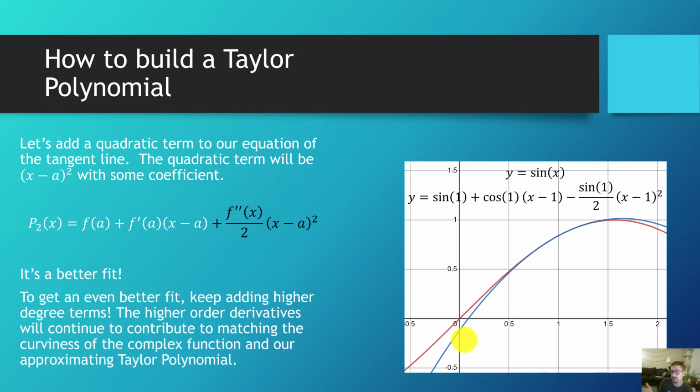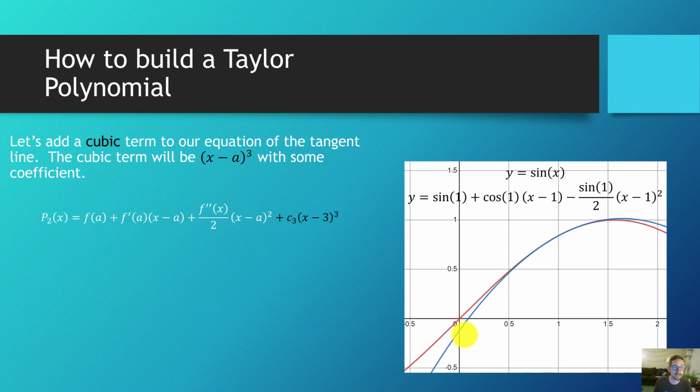And to get an even better fit, we're just going to keep adding higher degree terms. The higher order derivatives will add on to matching the curviness of our function better and better. Let's add a cubic term to our equation for the tangent line. The cubic term will be (x minus a) cubed with some coefficient. So that's what I wrote here: c3 times (x minus a) cubed.